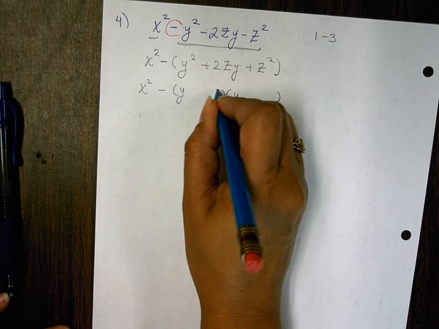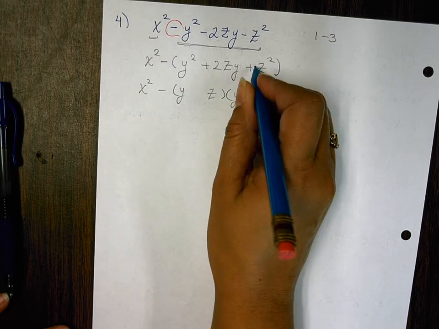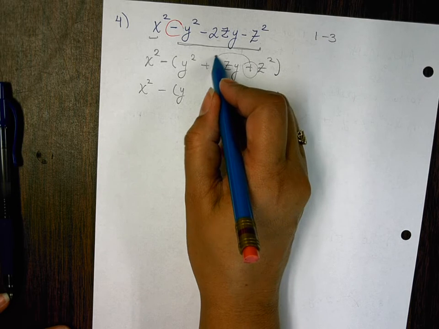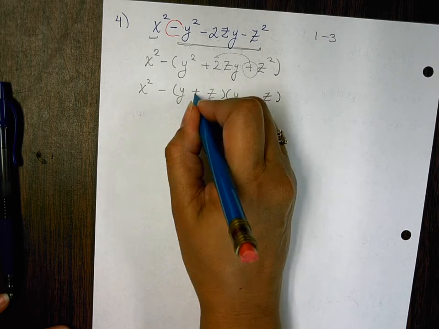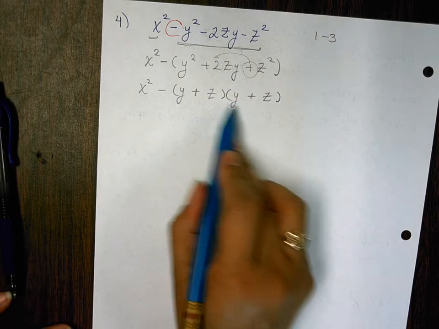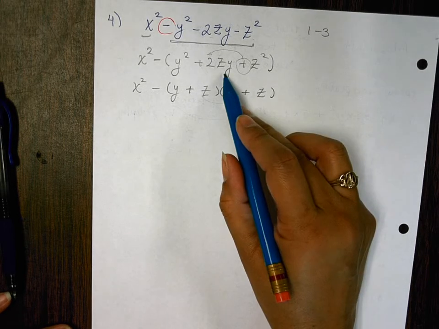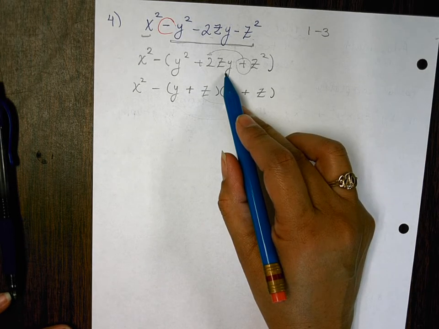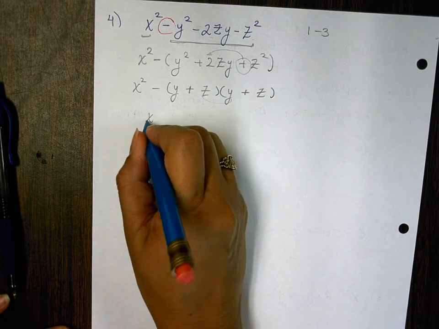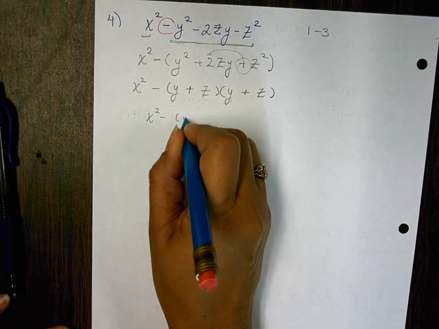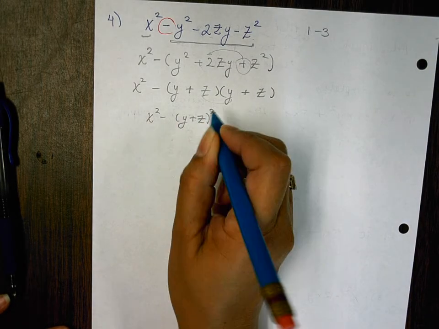Y times y, z times z. The two signs are the same. The neighbor tells me they are both positive. Y times y is y squared. Z times z is z squared. If you do your inside-outside, you do indeed get 2zy or 2yz in the middle. So x squared minus the quantity of y plus z squared.